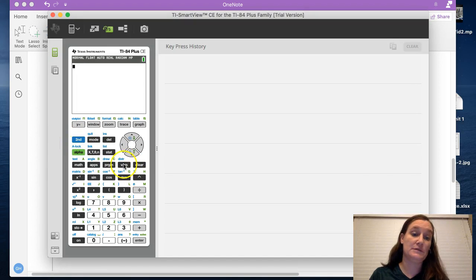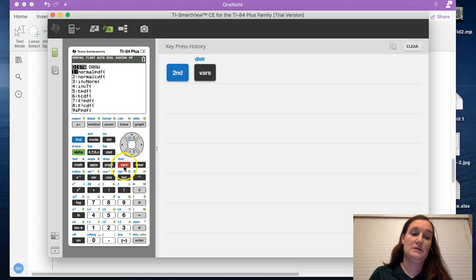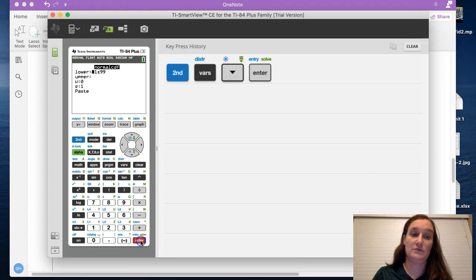All right. So let me bring up my calculator. So Normalcdf is under the distribution menu, which is the second vars key. We're going to use the distribution menu quite a bit as well. So second vars, that gets you the distribution menu. The ones that we're going to use today are Normalcdf, and we will use inverse normal. Eventually we will use more of these, but those are the two important ones for today.